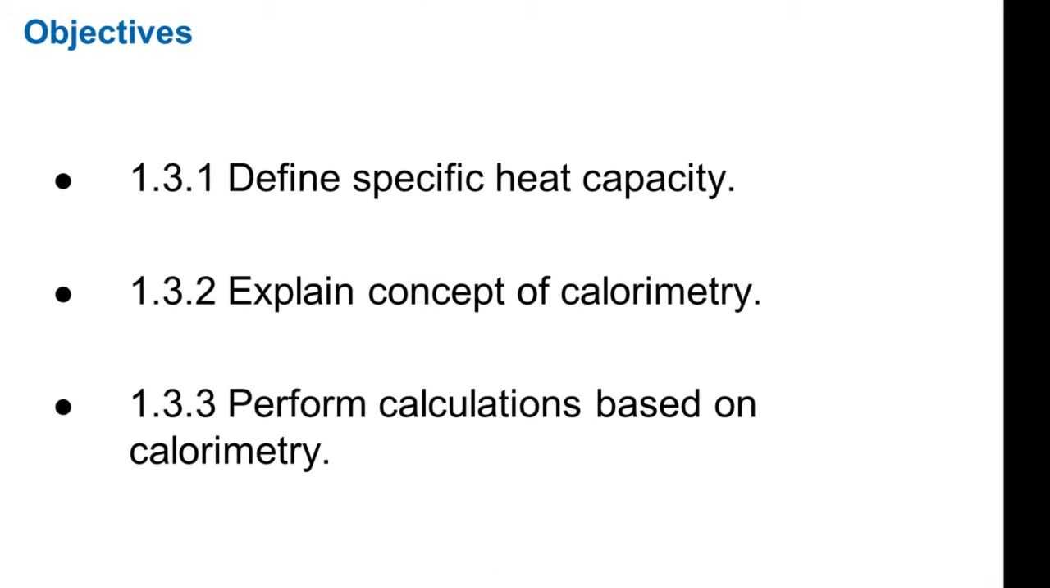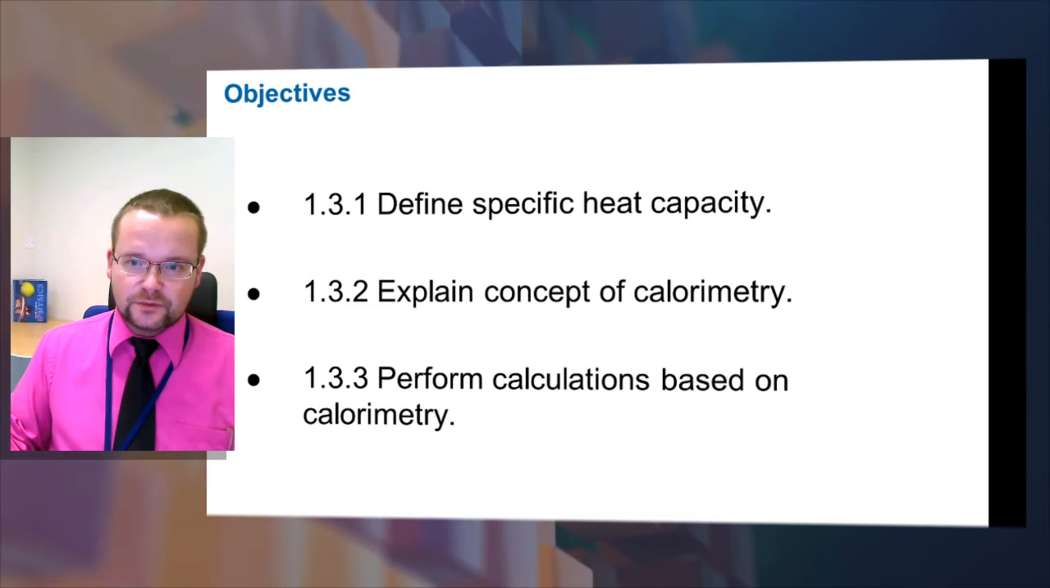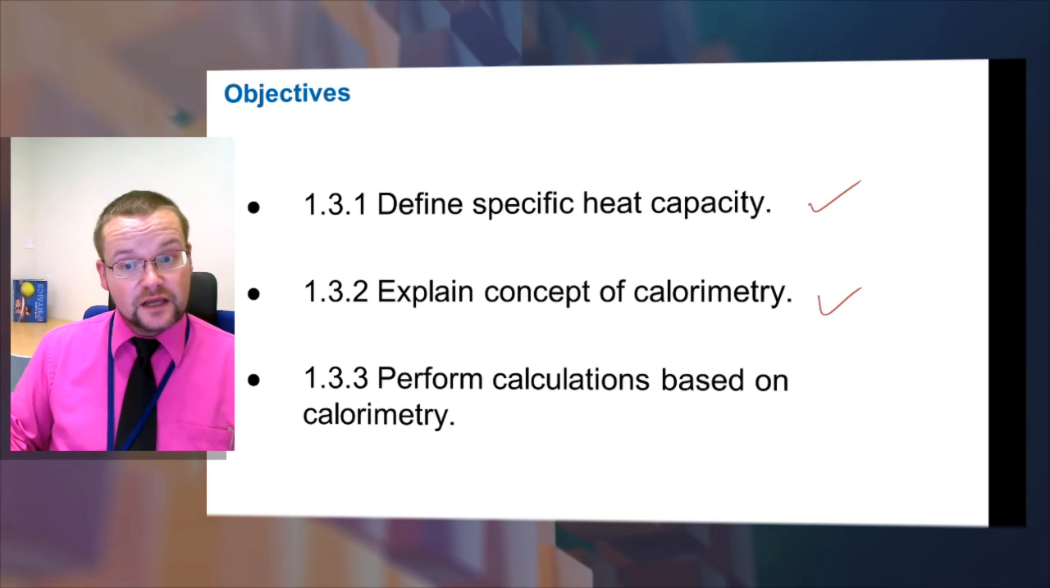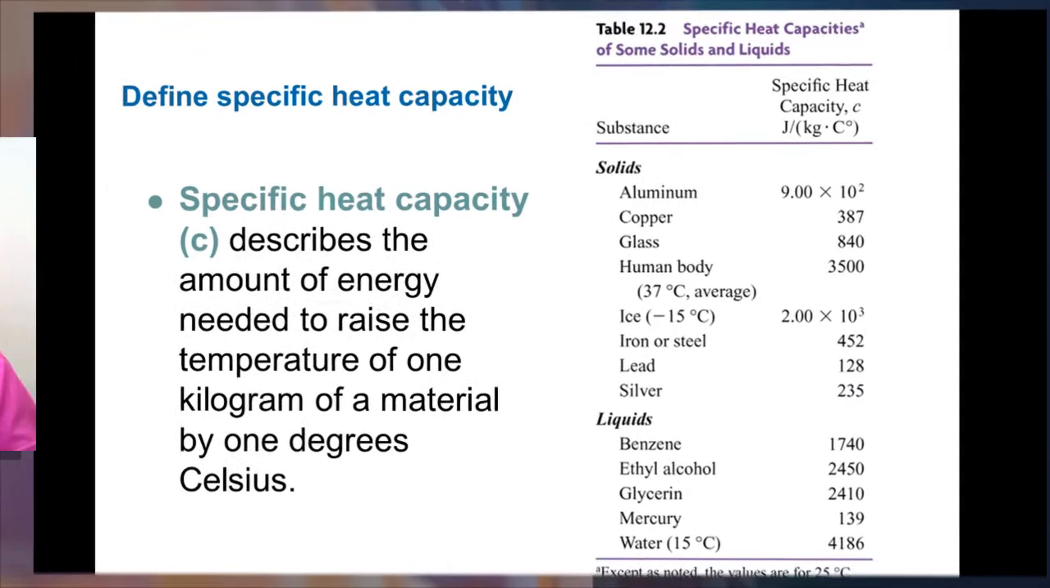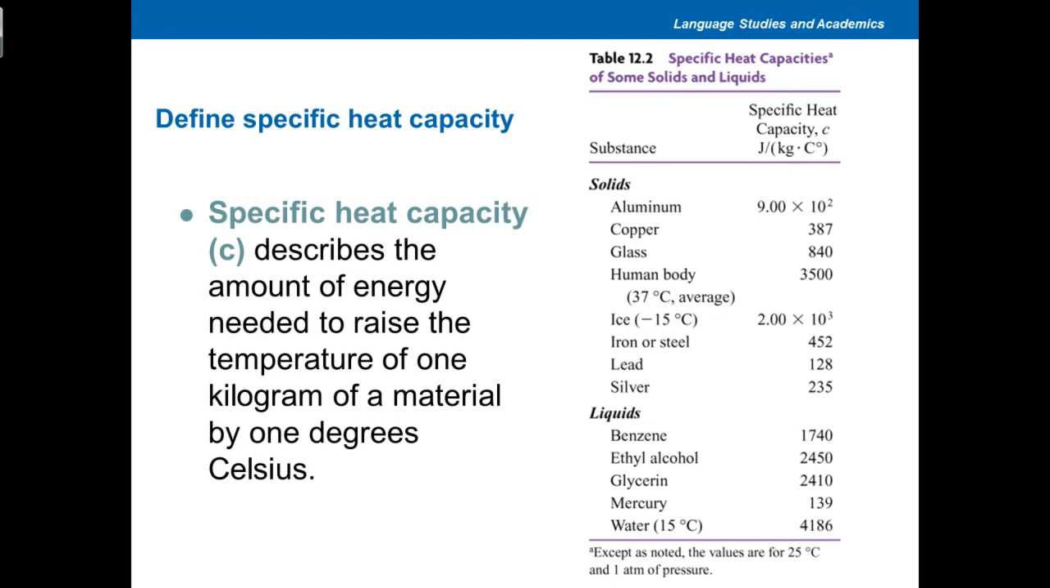Now that we've defined the difference between heat and thermal energy, let's look at three more objectives that are strongly connected to thermal energy and heat. Those are: define specific heat capacity, explain the concept of calorimetry, and perform calculations based on calorimetry. The specific heat capacity is a value that we call C, and it describes the amount of energy needed to raise the temperature of 1 kilogram of material by 1 degree Celsius.